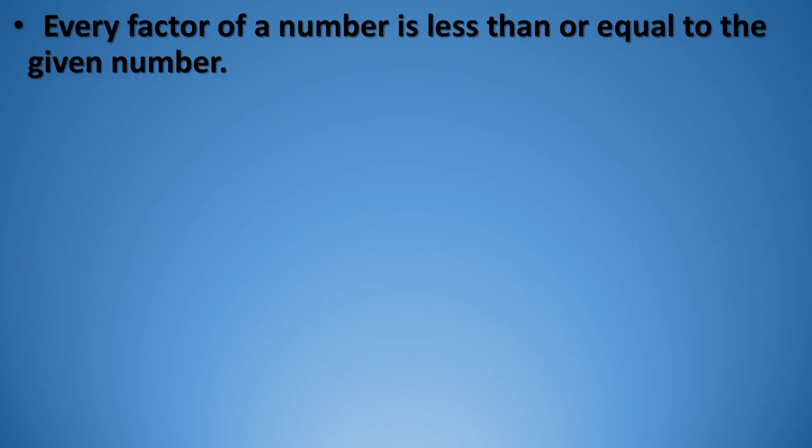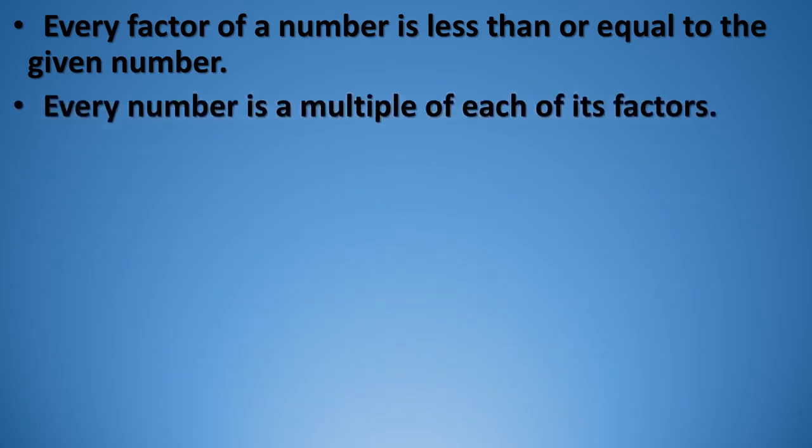Next is, every number is a multiple of each of its factors. Suppose we have to write down the multiples of 3. First of all, we will write down 3 itself. The first multiple of 3 is 3 itself. Every number is a multiple of each of its factors.